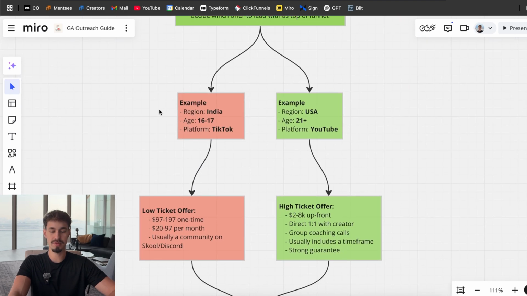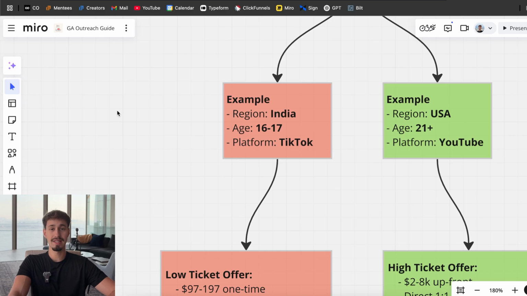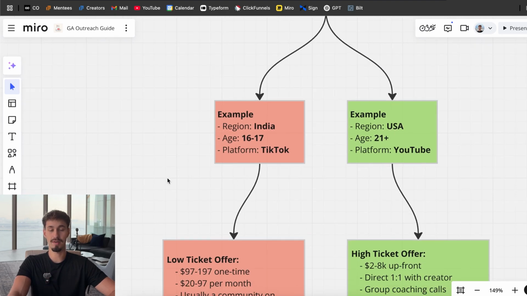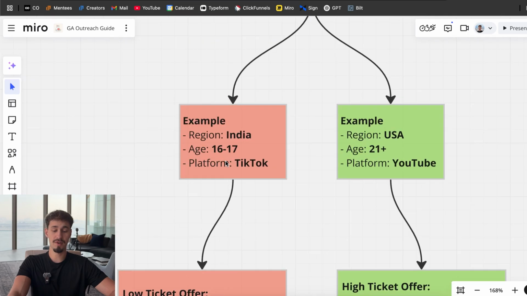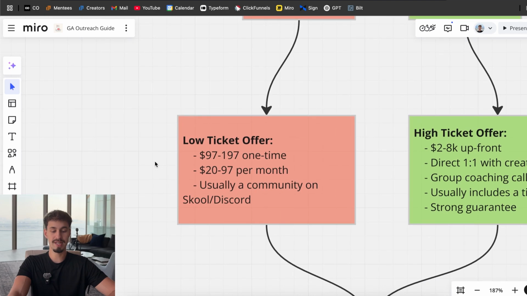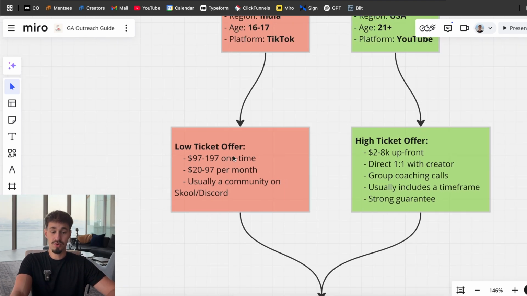So here are 2 examples. All right, this is a very, very exaggerated example, but let's say their audience is in India, ages 16 to 17, and they're all on TikTok, okay? You have to do a low ticket offer. First of all, this wouldn't make any money, period. Like I said, it's an extreme example. But if you had to run an offer, this is your best bet. It would be a low ticket offer, either $97 to $197 one time, or $20 to $97 per month, usually a community on Skool or Discord.